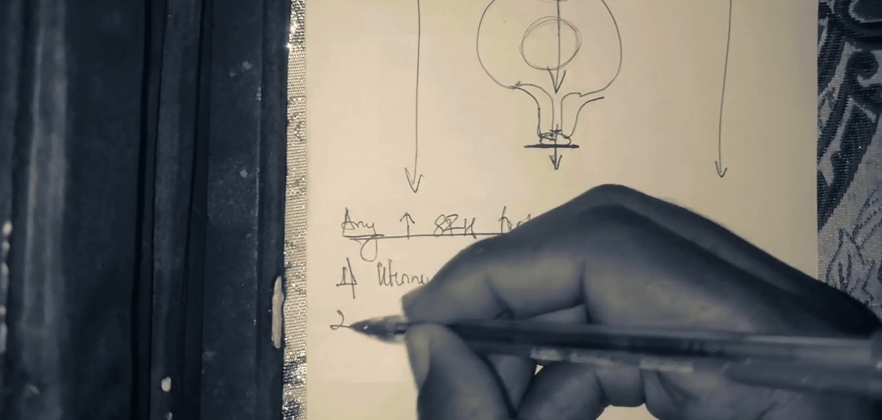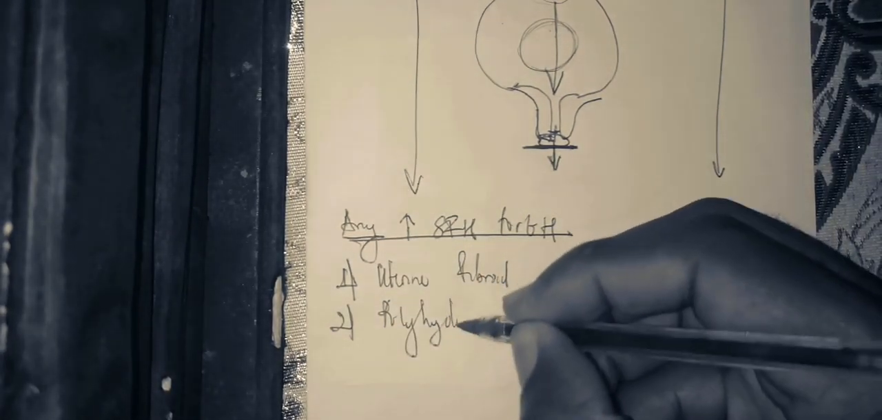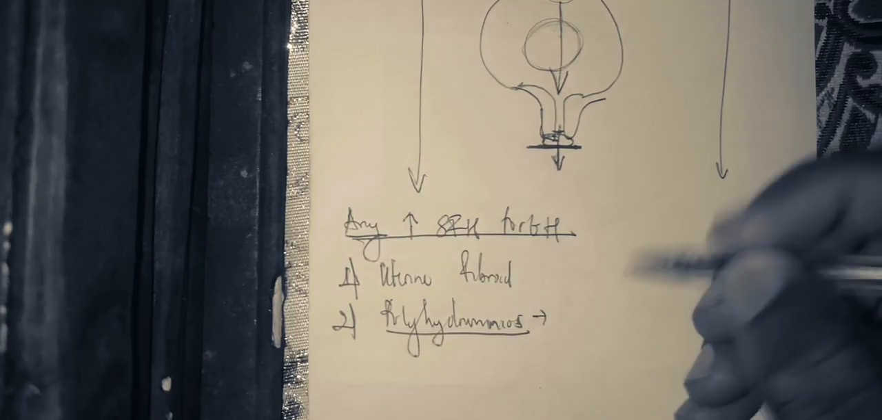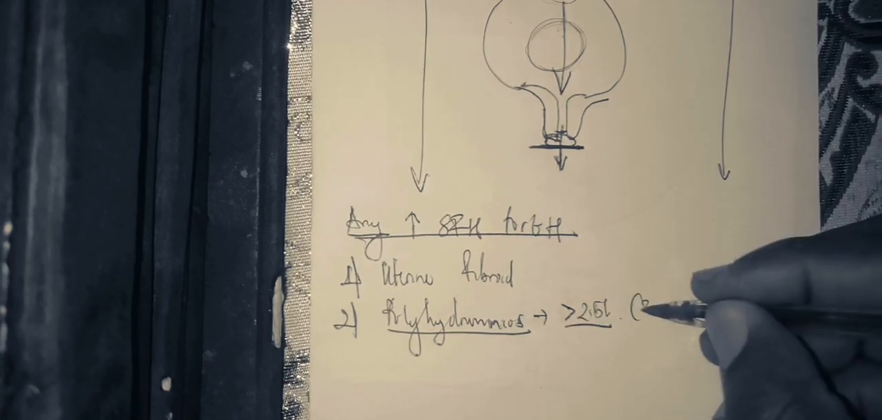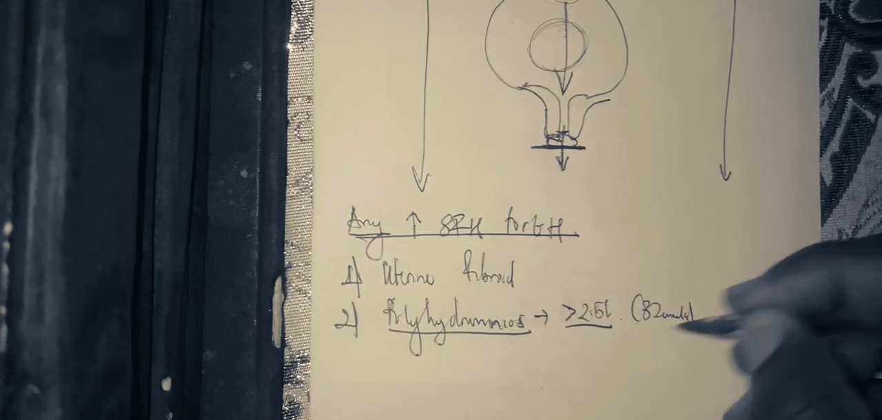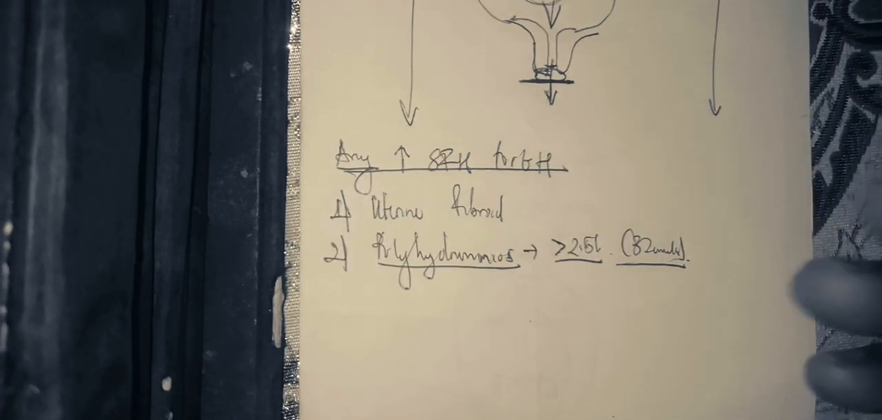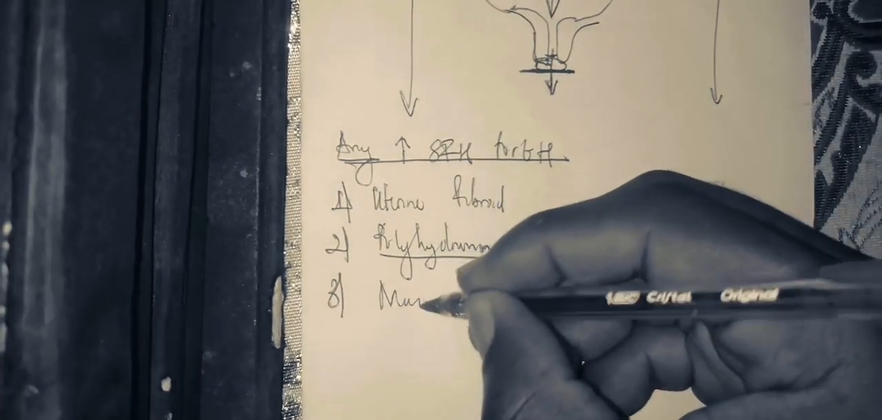Is it clear? So these ones are more of submucosal fibroid. The second one, we can have polyhydramnios. Is it clear? Polyhydramnios is a situation whereby you have amniotic fluid of more than 2.5 liters as from 32 weeks of gestation. Is it clear? So that is what is called polyhydramnios. But the diagnosis of polyhydramnios is going to be based on the height that you have at the level of the amniotic fluid contents. Is it clear? Now the third element, you have also macrosomia.